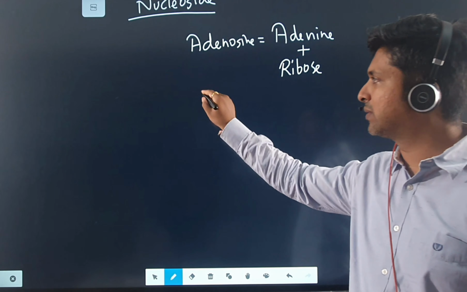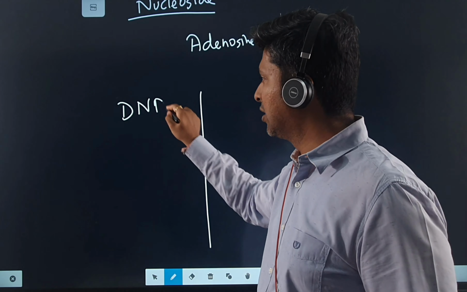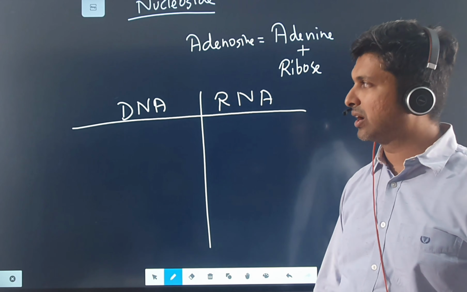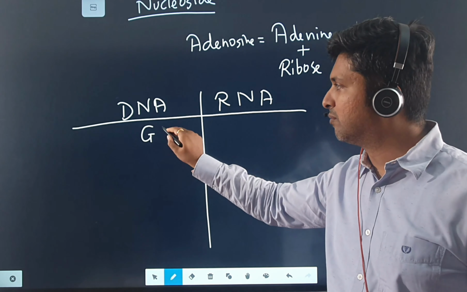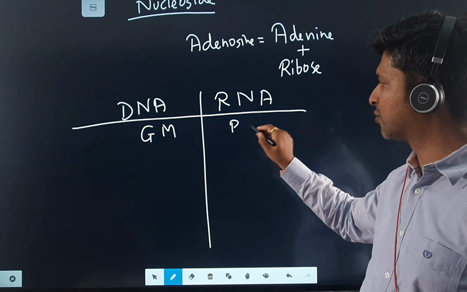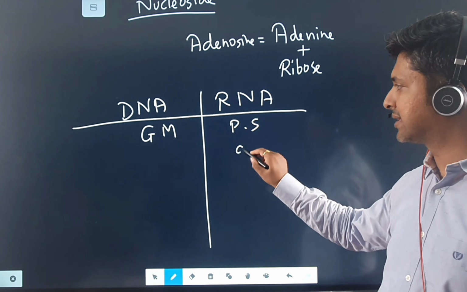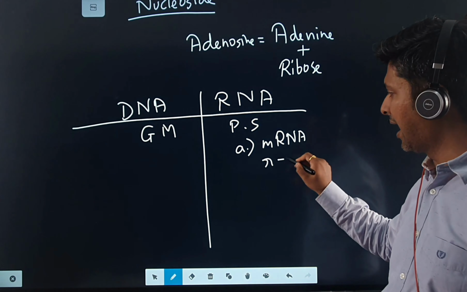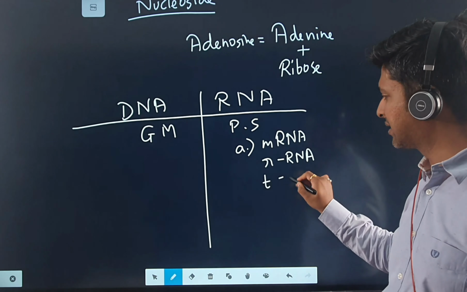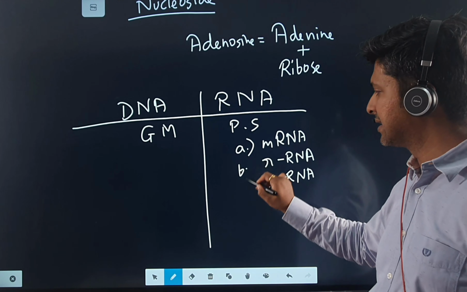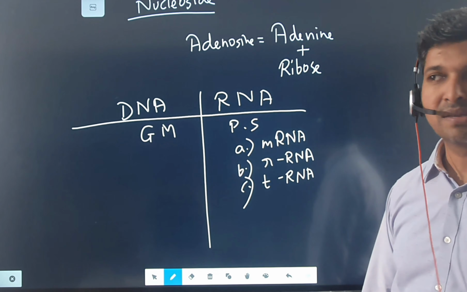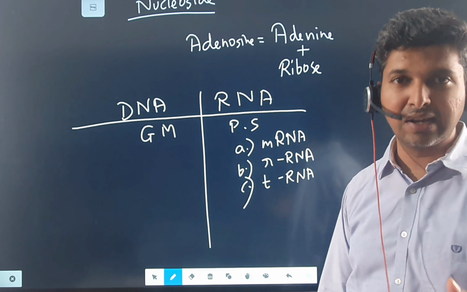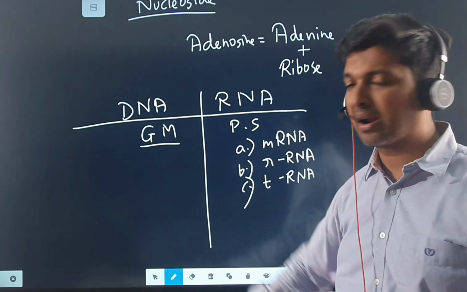Now quickly see the difference between DNA and RNA, and then we'll be done with nucleotides. DNA is the genetic material, RNA is involved in protein synthesis. For protein synthesis it requires 3 types of RNA, that is mRNA, rRNA, and tRNA. Whereas DNA is not involved directly in protein synthesis, forming the genetic material. It doesn't have any types also.